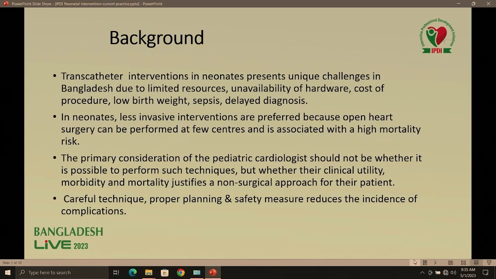The primary consideration of the pediatric cardiologist should not be whether it is possible to perform such techniques, but whether their clinical utility, morbidity, and mortality justify a non-surgical approach for their patient. Careful technique, proper planning, and safety measures reduce the incidence of complications.